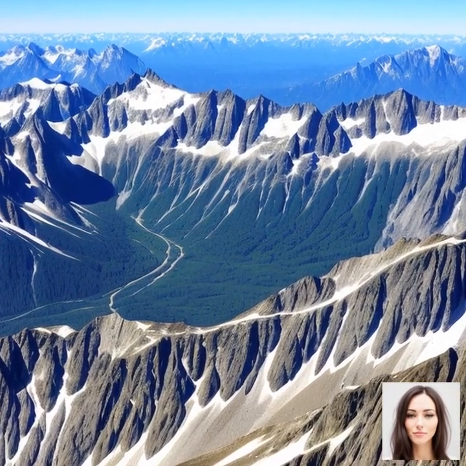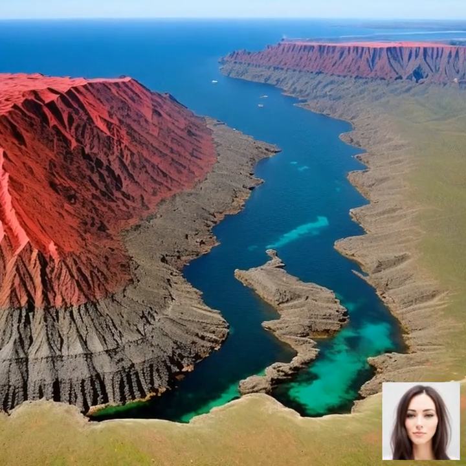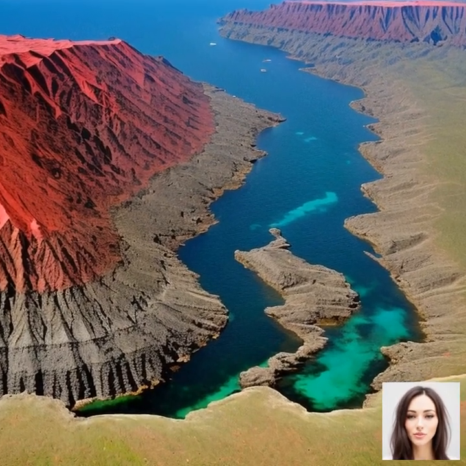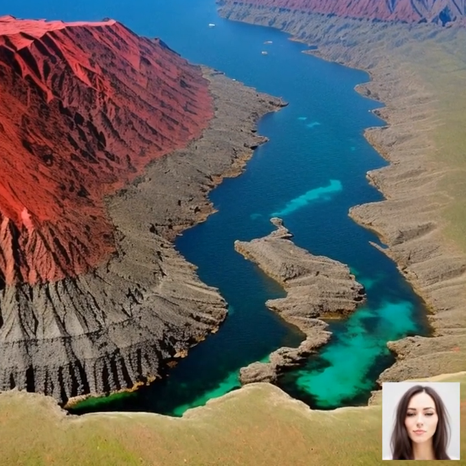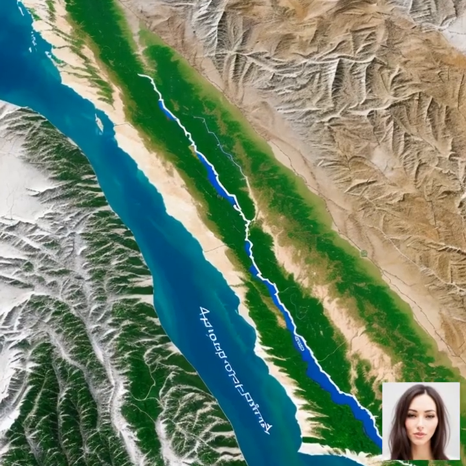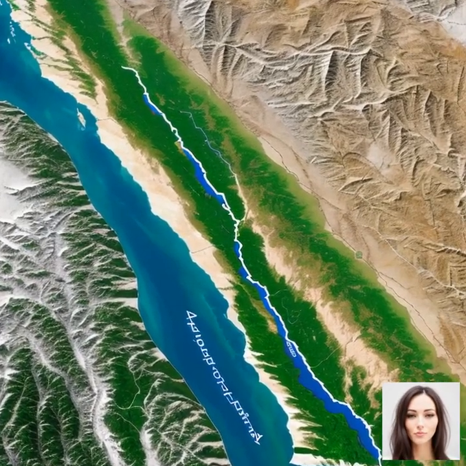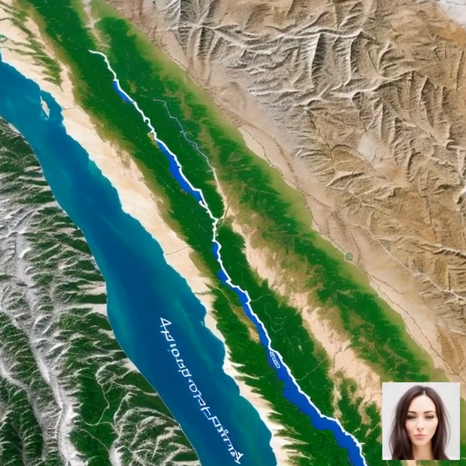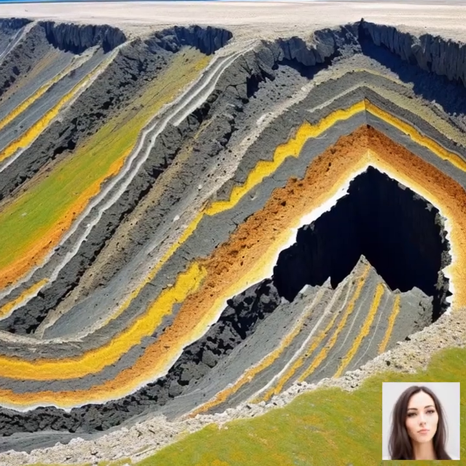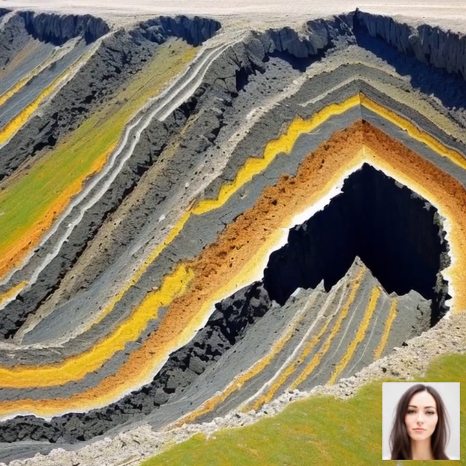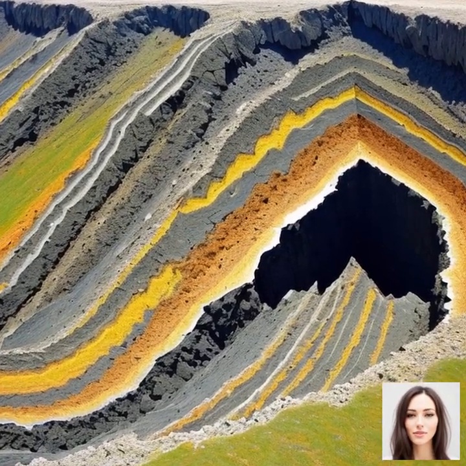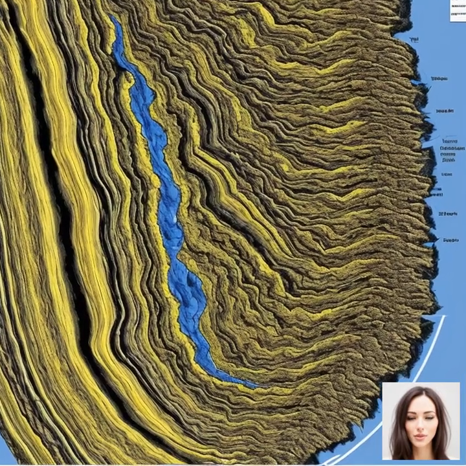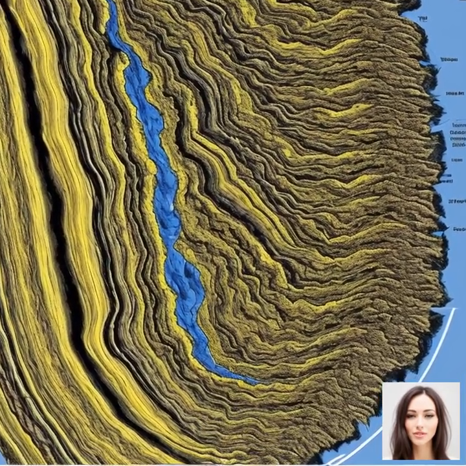First, let's discuss normal faults. These occur when the crust is being pulled apart due to tensional forces, causing one block of rock to slide down relative to the other. This movement typically happens along a sloping fault plane, with the hanging wall moving downwards and the footwall moving upwards. Normal faults are commonly found in areas with divergent plate boundaries, such as mid-ocean ridges and continental rift zones.